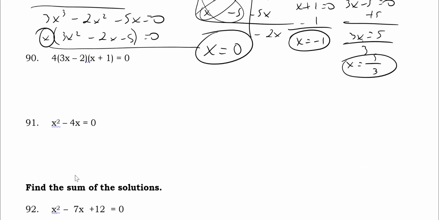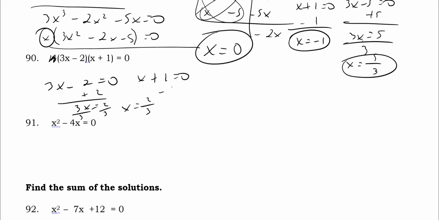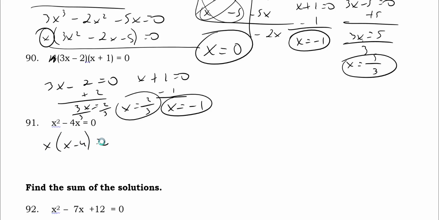Okay, but number 90, there's no x there. So literally, I ignore that 4. It's just 3x minus 2 equals 0 and x plus 1 equals 0. So I solve, add 2, so 3x equals 2, divide by 3, x is 2/3. And this is subtract 1 from both sides. x equals negative 1. So negative 1 and 2/3. Okay, this one I factor out an x. So I get x equals 0 and x minus 4 equals 0. So add 4 to both sides, x equals 4 and 0. 2 answers.